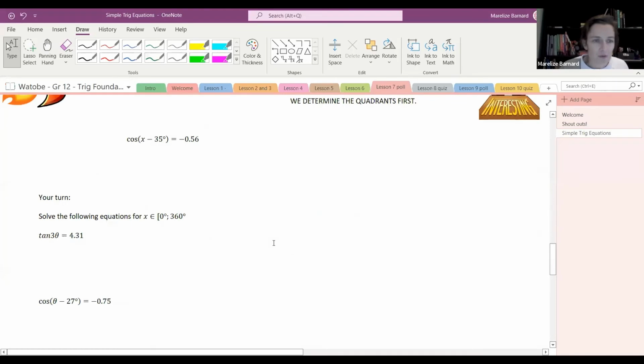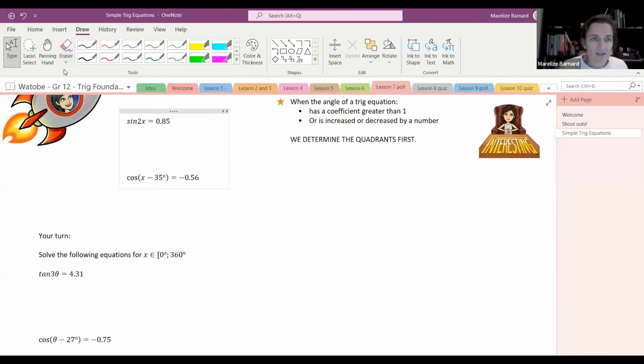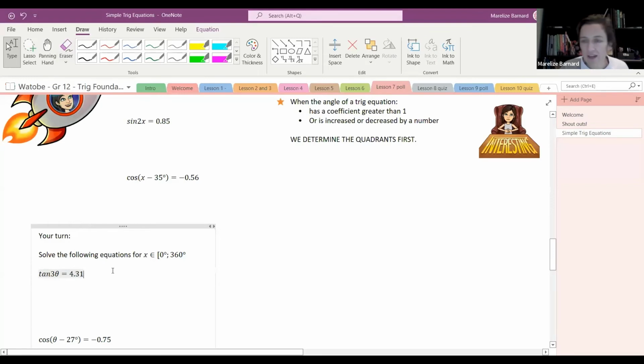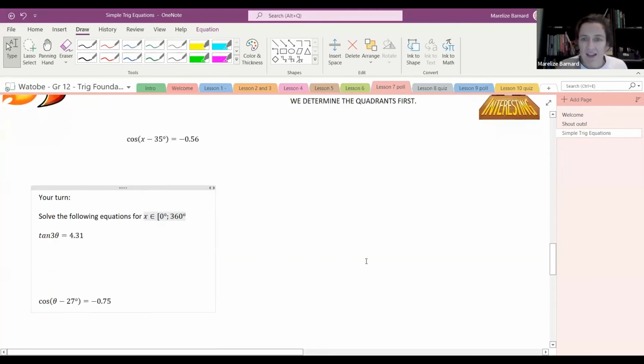Yeah, so we've got a few more that we can practice. Let's do these last 2 questions, where it says your turn, solve the following equations. So we're going to take about 5 minutes. I think that's also enough for us to do these 2. And then we are going to probably end off with a poll. So let's give these last 2 questions a shot, and then we'll see how we go.